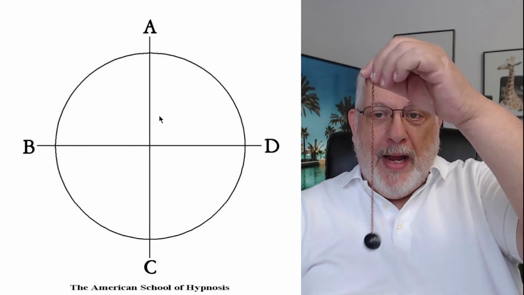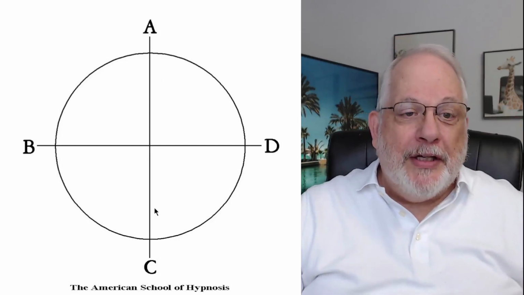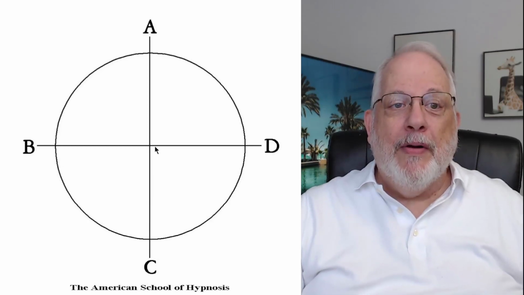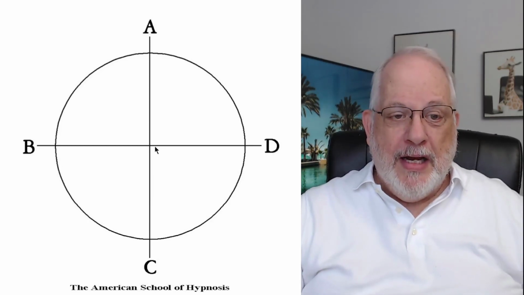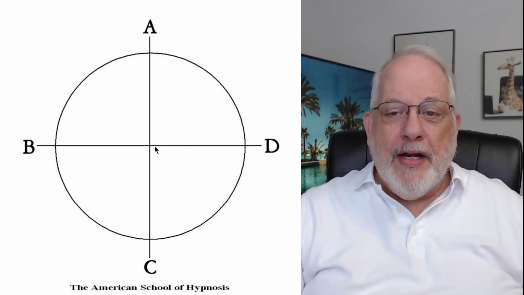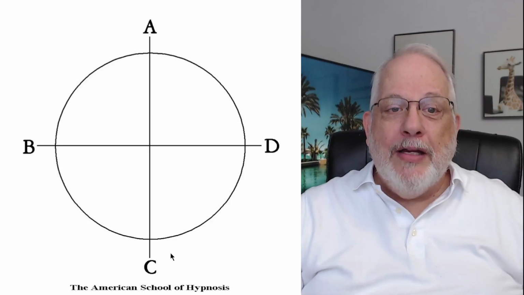Up and down from A to C. And as you start imagining that, almost magically the ball is going to change direction and the pendulum's going to start going up and down from A to C. You can make it go as wide as you want according to your imagination. It's your strong mind doing this.